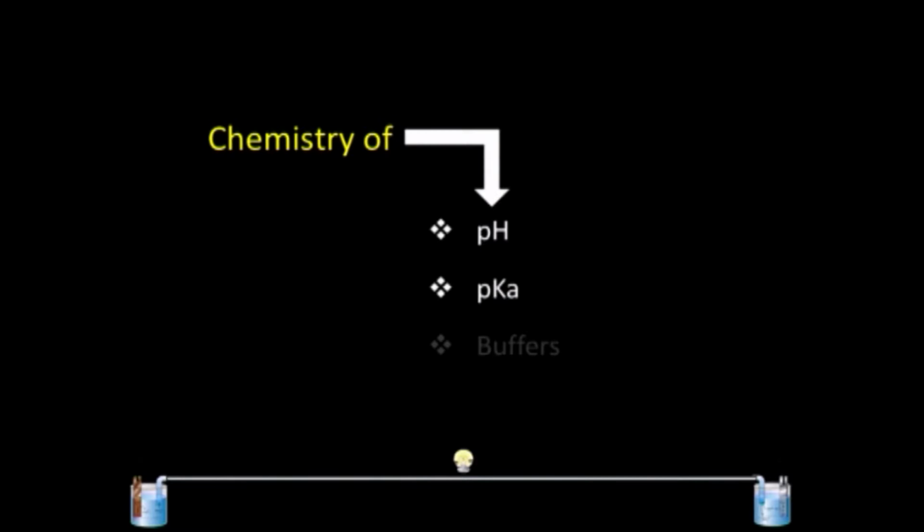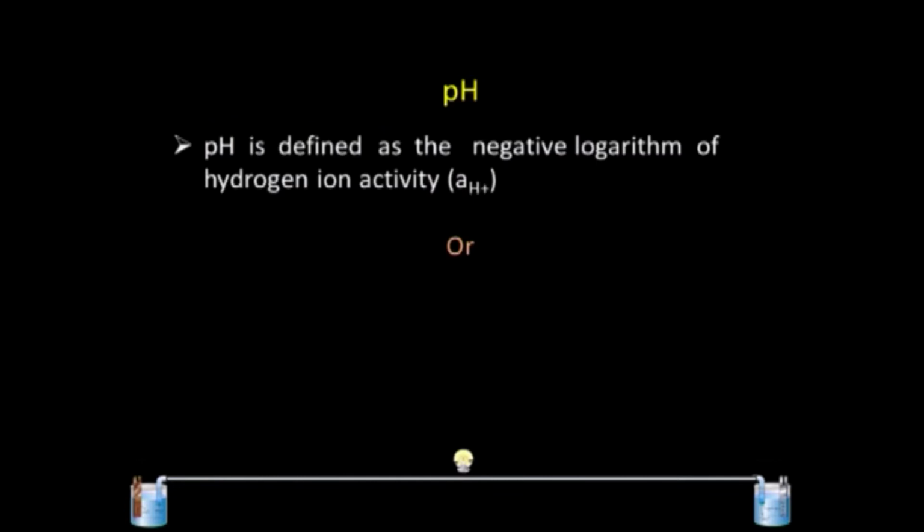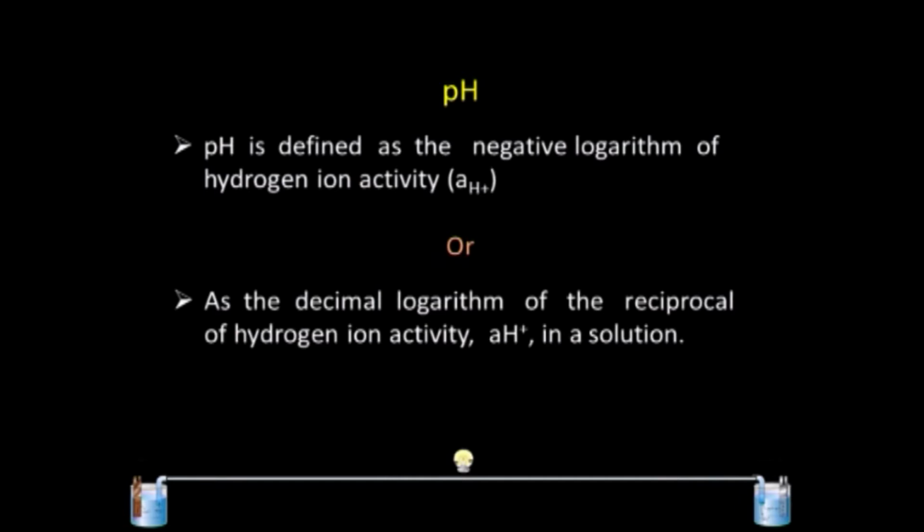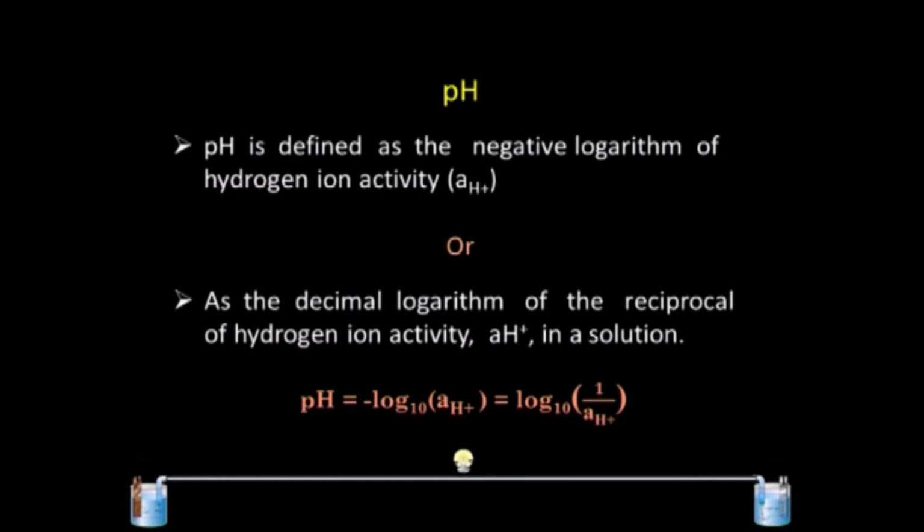In this lecture, we will talk about pH, pKa, buffers and corrosion. pH is defined as the negative logarithm of hydrogen ion activity, normally represented as aH+, or we can also define it as the decimal logarithm of the reciprocal of hydrogen ion activity, that is aH+, in a solution.